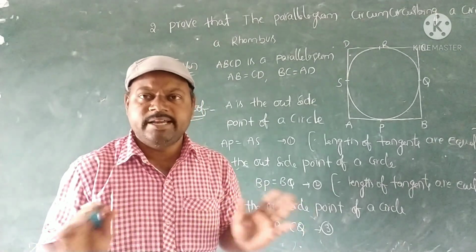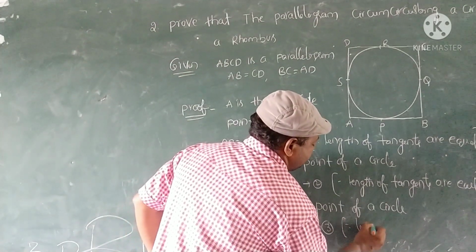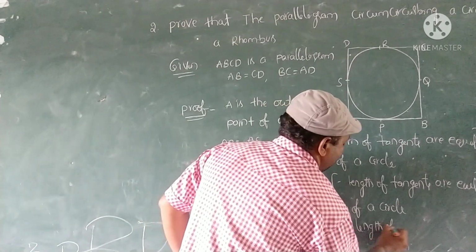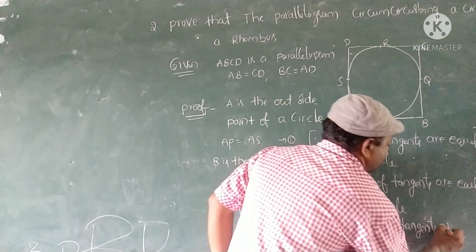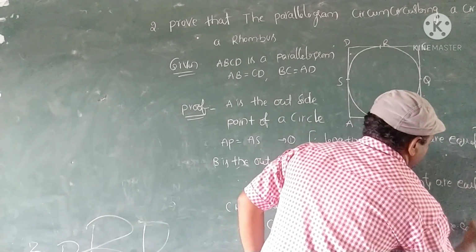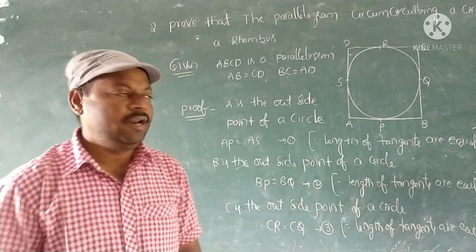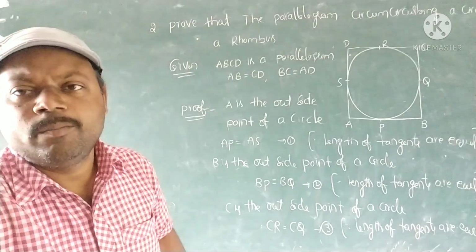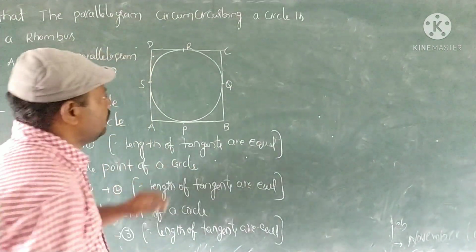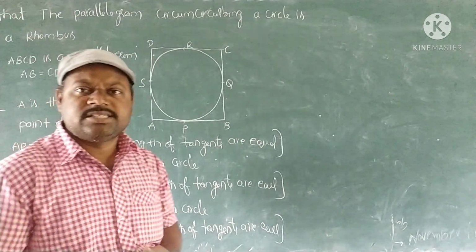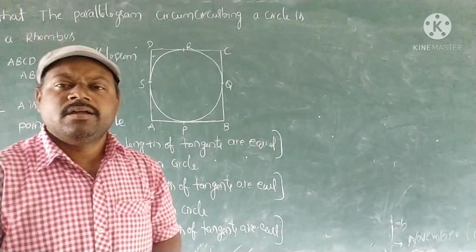CR equals CQ, same reason: length of the tangents are equal, drawn from an outside point. Next, take the last vertex, that means D. D is the outside point of the circle.